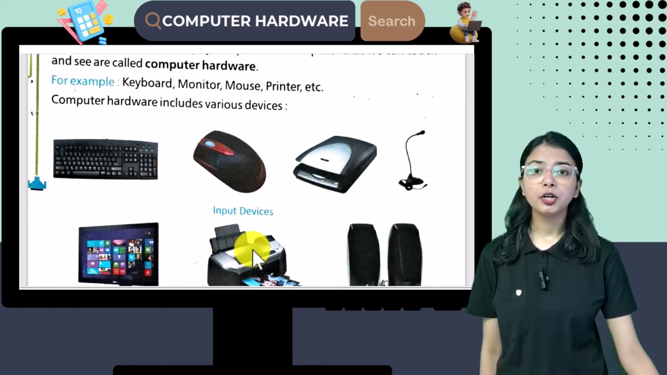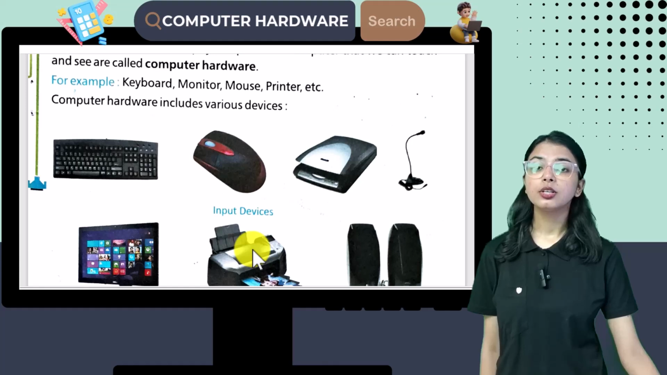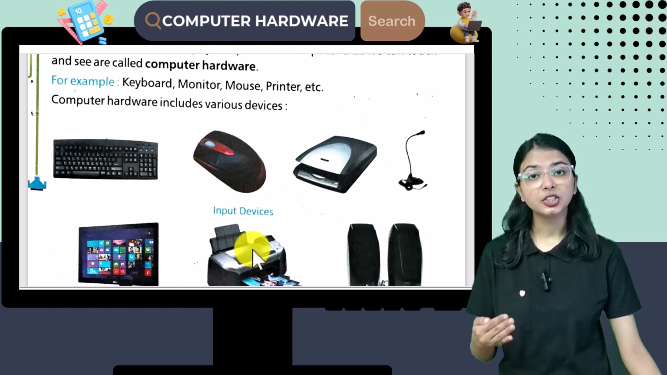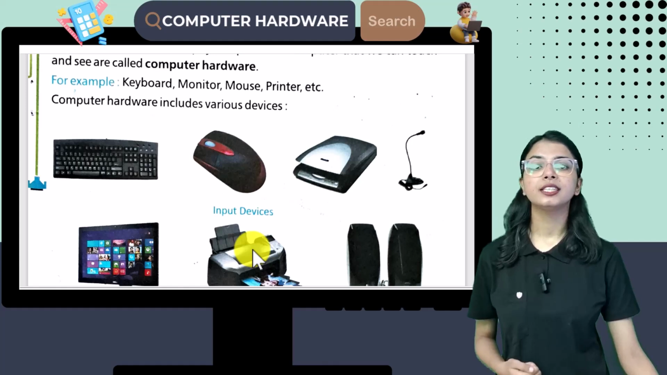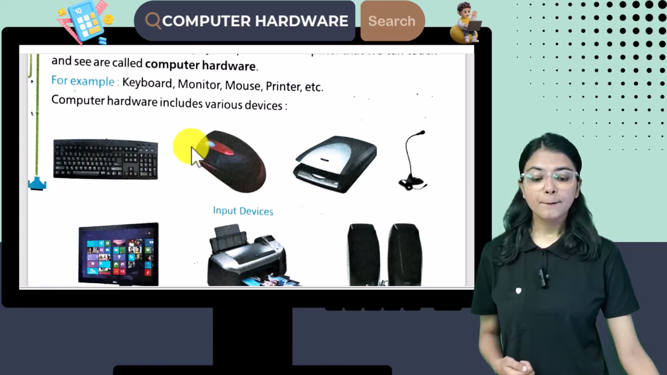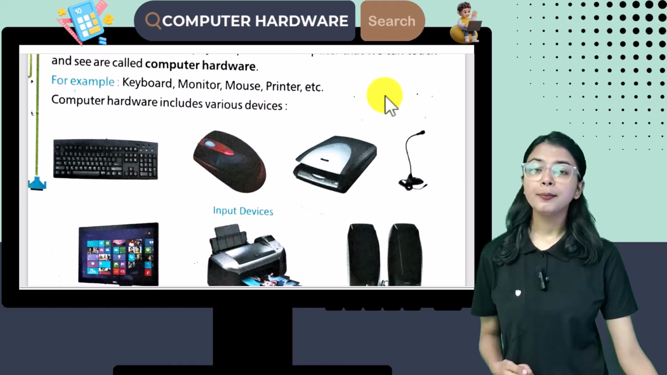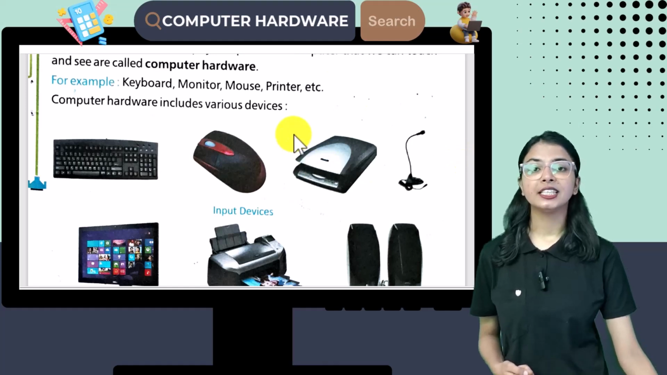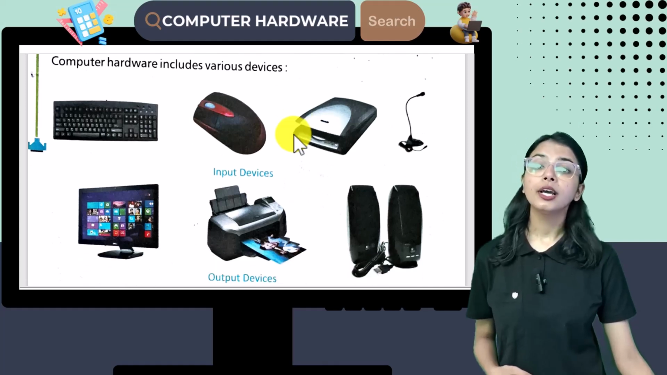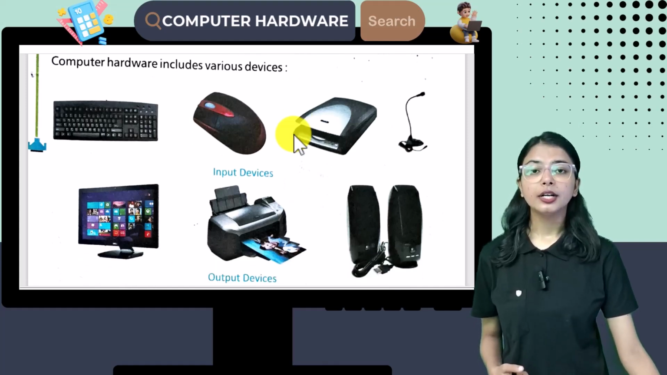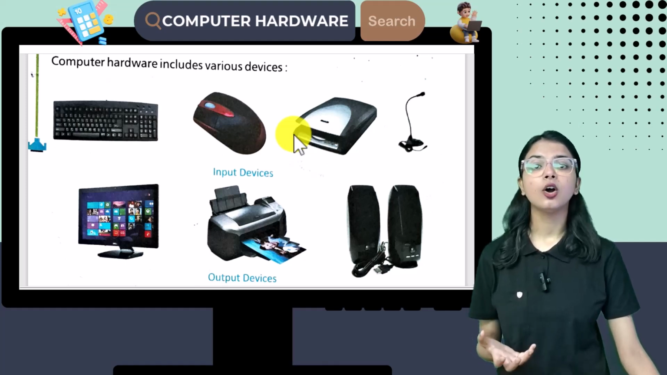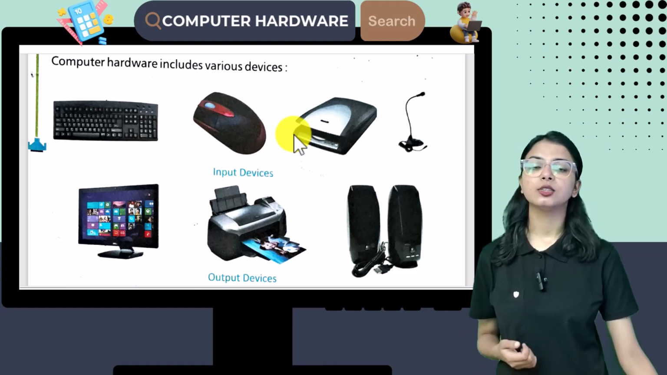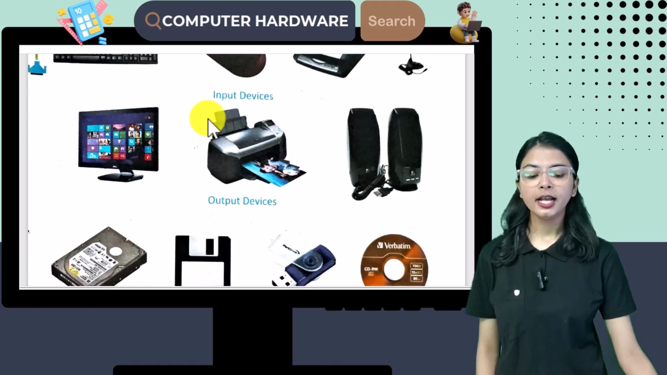So what are the input devices? The devices which are used to give instructions to the computer are input devices. Okay, students. So keyboard, mouse, scanner and microphone are input devices. What are output devices? The devices which are used to get the desired output from the computer are called output devices. Monitor, printer and speakers are the output devices.